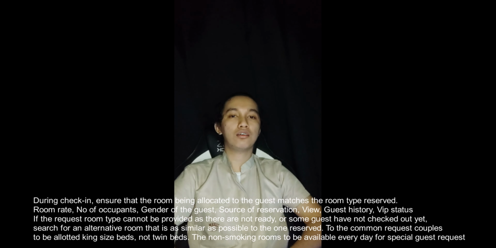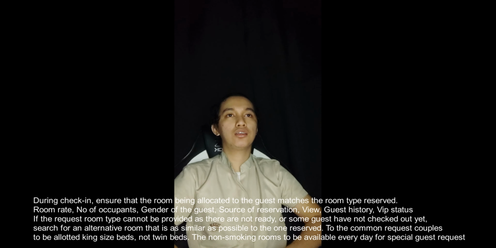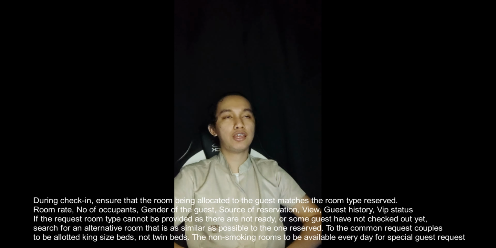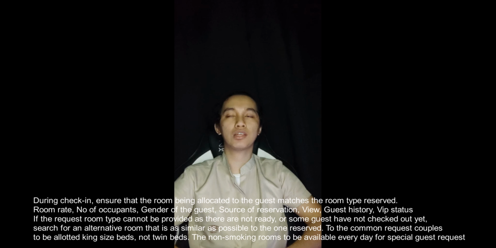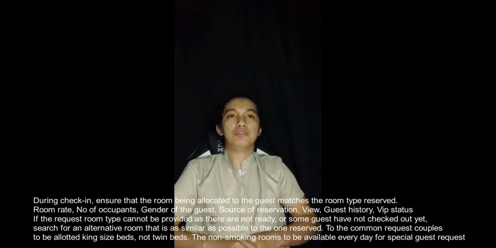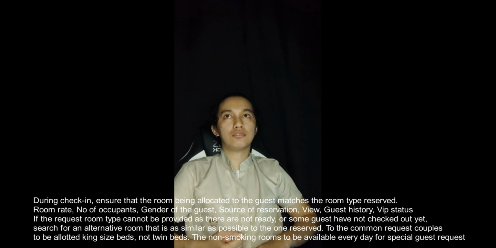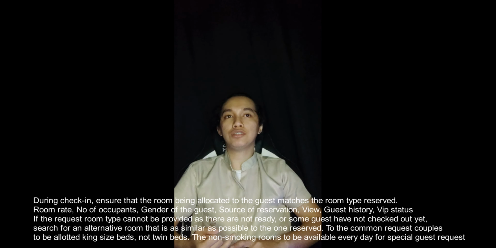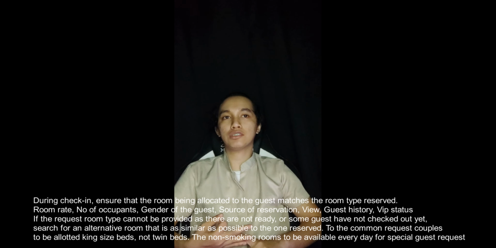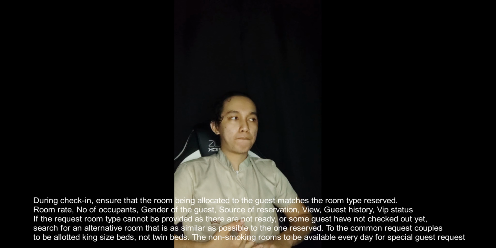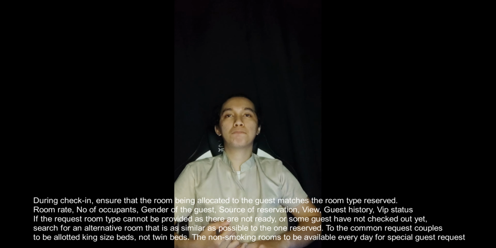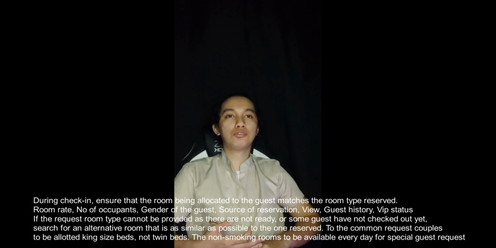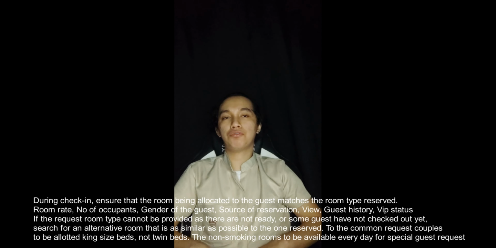Third question: what factors do you consider when allocating guest rooms? During check-in, ensure that the room being allocated to the guest matches the room type reserved, room rate, number of occupants, gender of the guest, source of reservation, view, guest history, VIP status.